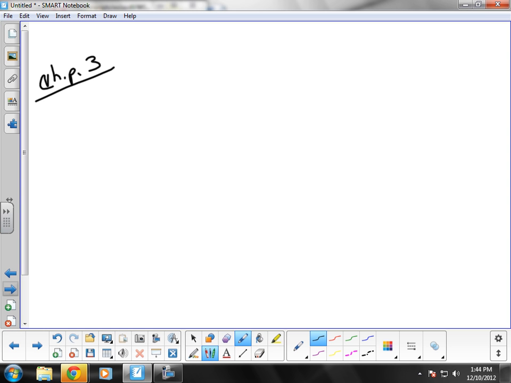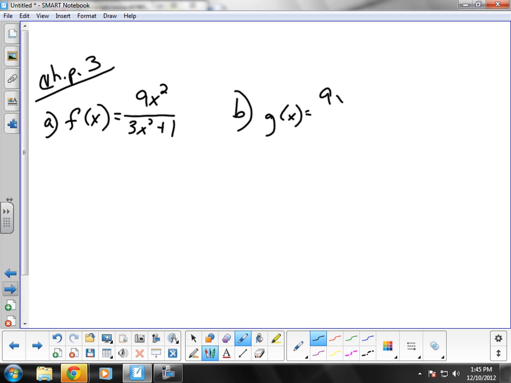Checkpoint 3. Part A says f of x is equal to 9x squared over 3x squared plus 1. Part B tells me that g of x is equal to 9x over 3x squared plus 1. And part C, h of x is equal to 9x to the third over 3x squared plus 1. Okay, so we want to find the horizontal asymptote.